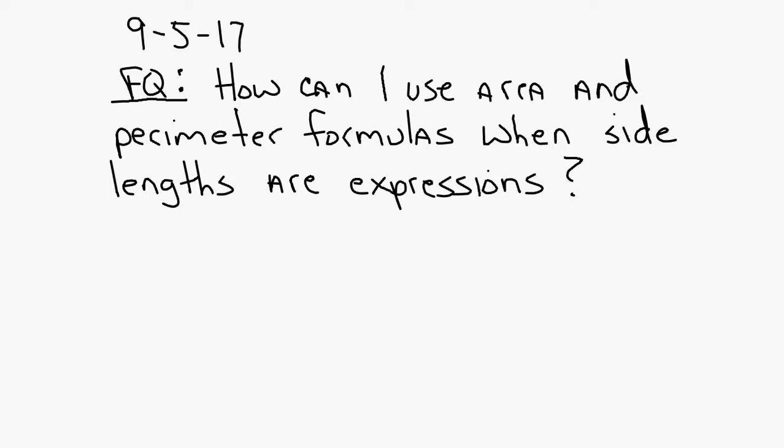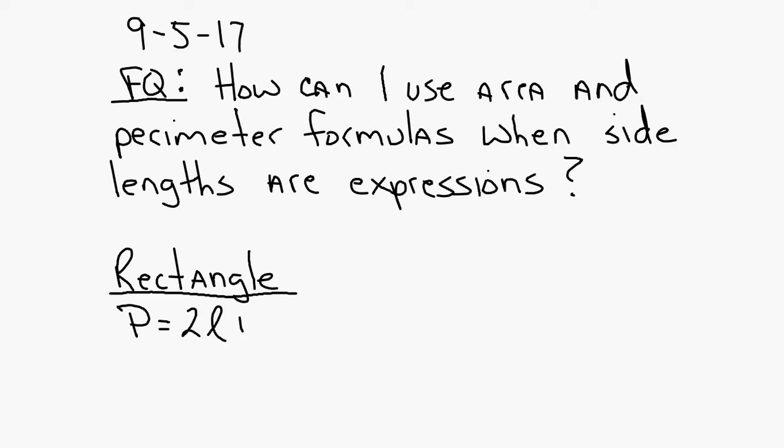So the first thing you need to get is the formulas. We're going to talk about a rectangle first. The perimeter of a rectangle is equal to 2 times the length plus 2 times the width. And the area of a rectangle is equal to the length times the width.